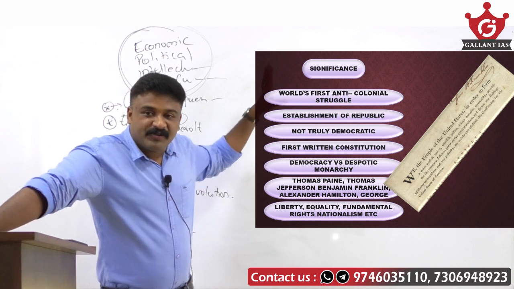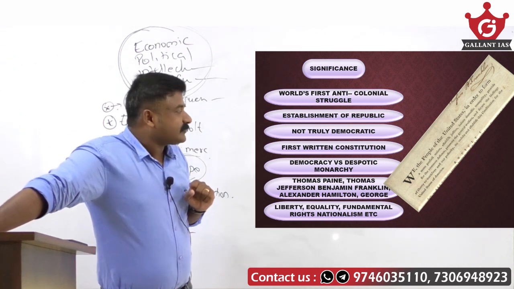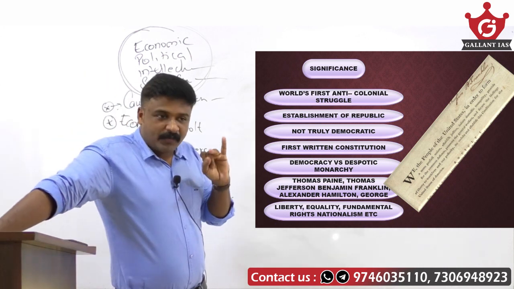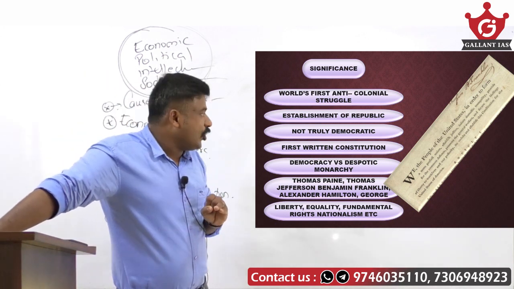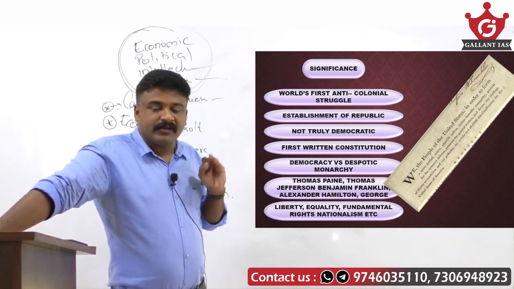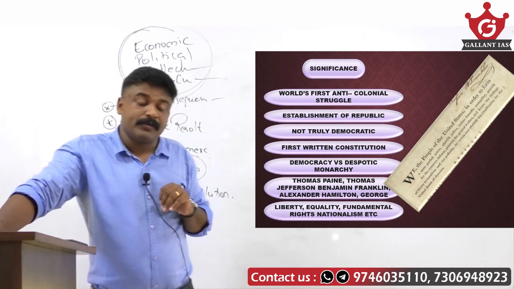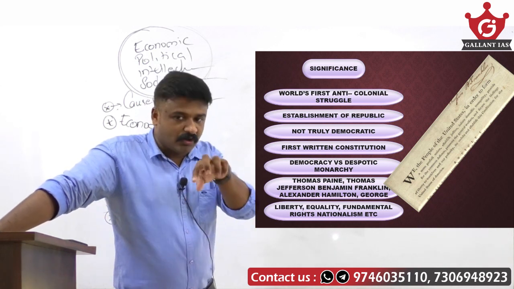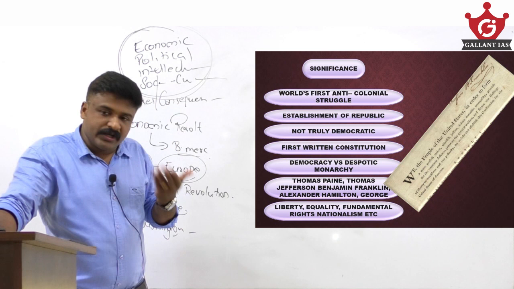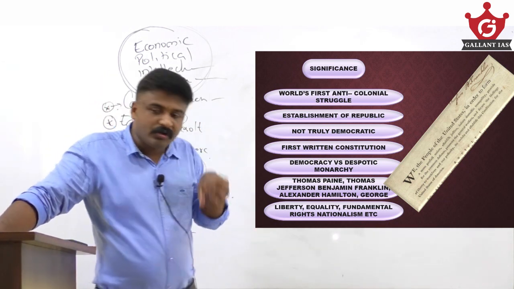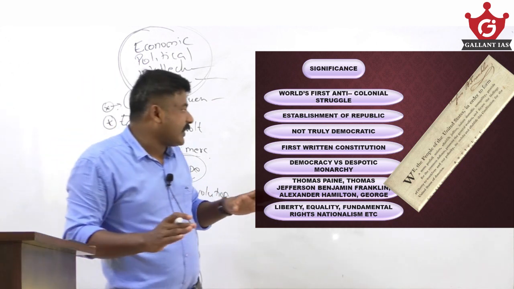The significance of this American Revolution is again important for you. The American Revolution was the world's first anti-colonial struggle. It marked the establishment of a republican government, a federal republican government. It was not truly democratic in those days because slavery was not abolished. Slavery abolition came only after the Civil War. Franchise and voting rights were not extended to all, so to some extent it was not truly democratic.